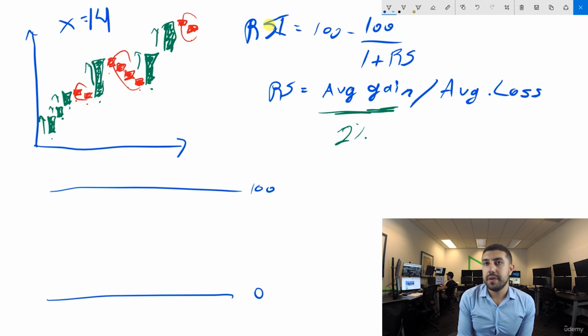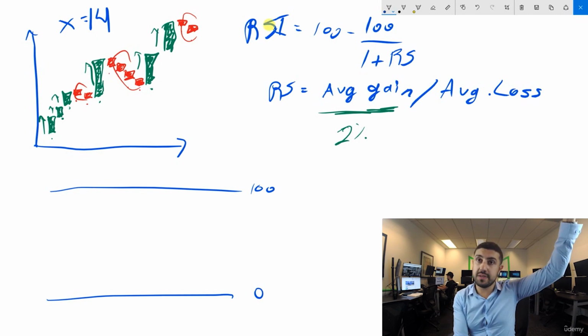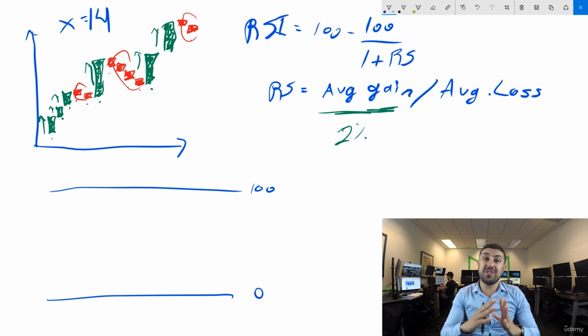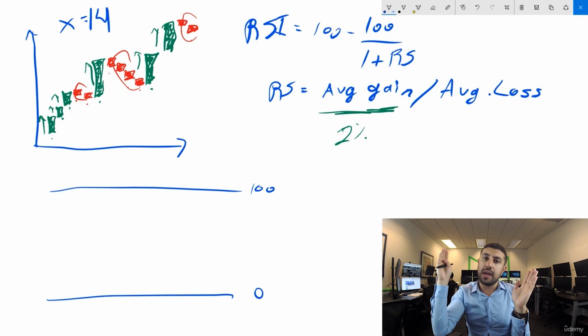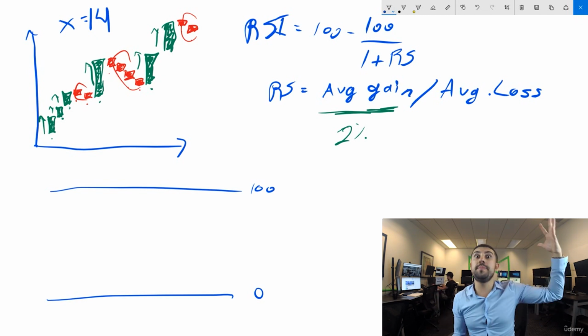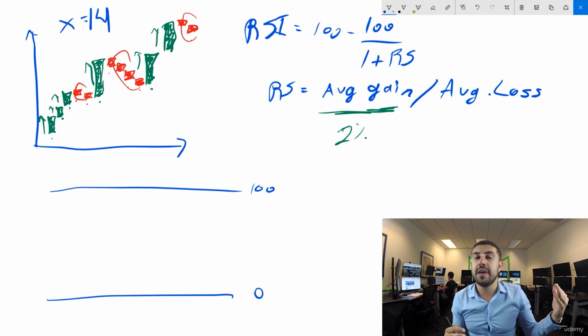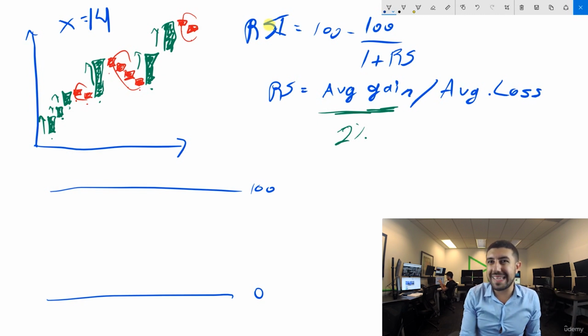The lower the number is, the closer it is to 0, that means the stock has a lot... actually let me say this, the higher it is, the closer it is to 100, that means the bigger the green candles were compared to the red candles. So if the green candles are very big and the red candles are very small, the number is going to be bigger. We're going to get closer to 100, and that means that the stock is overbought. So when you have a number that's close to 100, which is the upper band, that means that the stock is overbought.